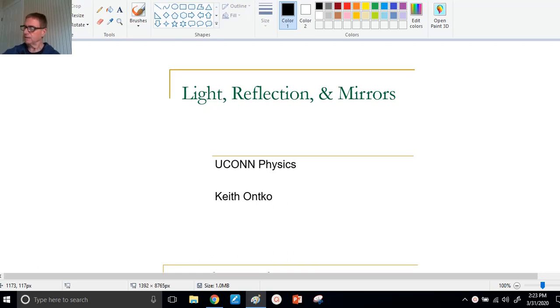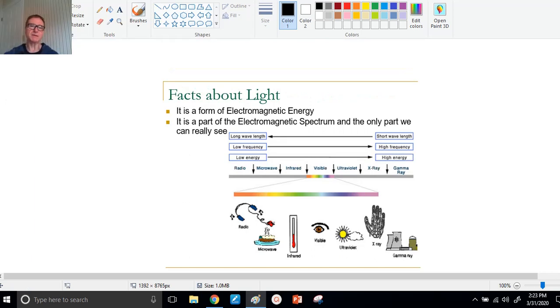So let's take a look at light reflection in mirrors. Very basically, all light is a form of electromagnetic energy. The light that we can see, the visible range from the red all the way to violet, right? These are the colors that we can see, but the electromagnetic spectrum is a much larger range of waves that exist. Some of them are harmful, some of them are not, but we've probably heard of most of them. In fact, the ones that we can see would be right in there. That would be the visible range.